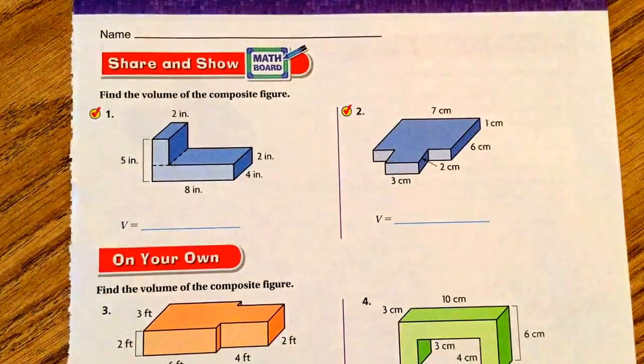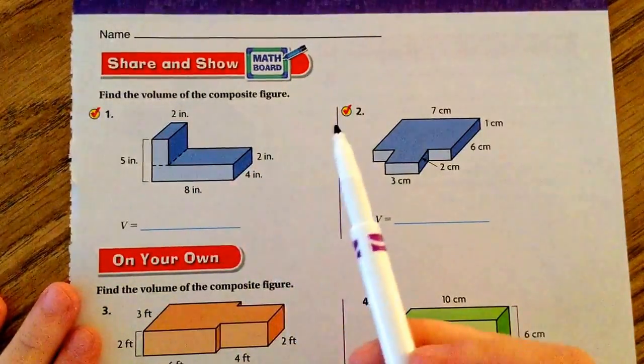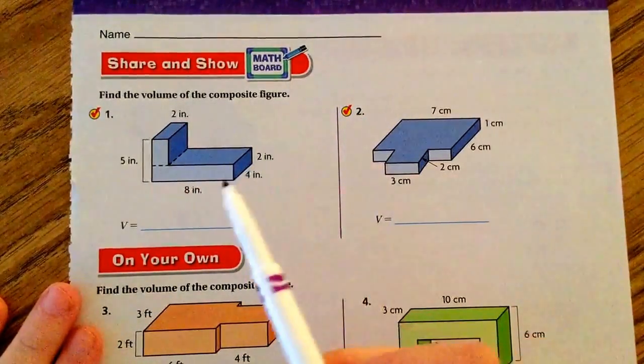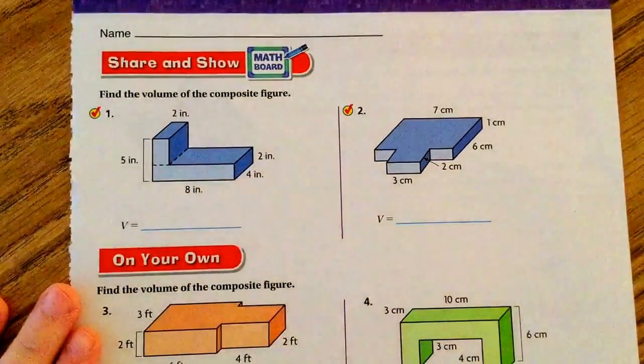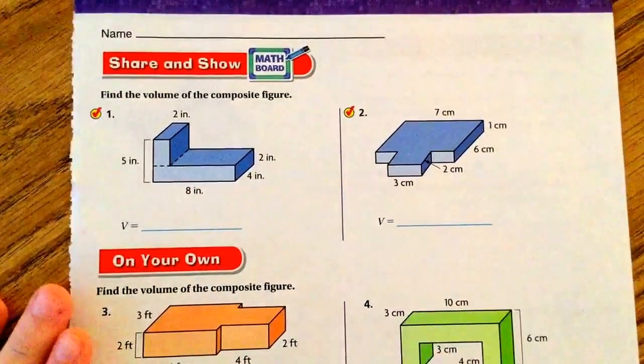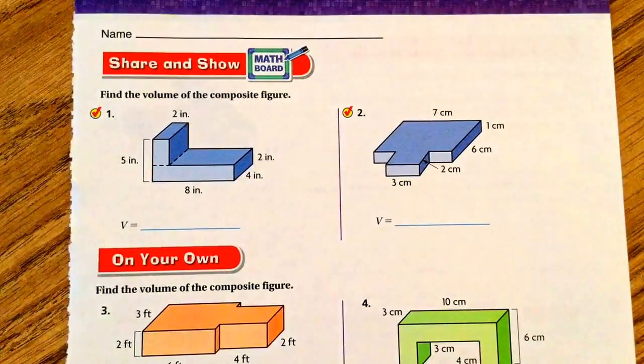So, I've been given all my different dimensions. That's a lot of dimensions. And for number one, they've already split that up for me into two different shapes. I have two different rectangular prisms. I have to find the volume of the whole entire thing. So how do I need to do that?